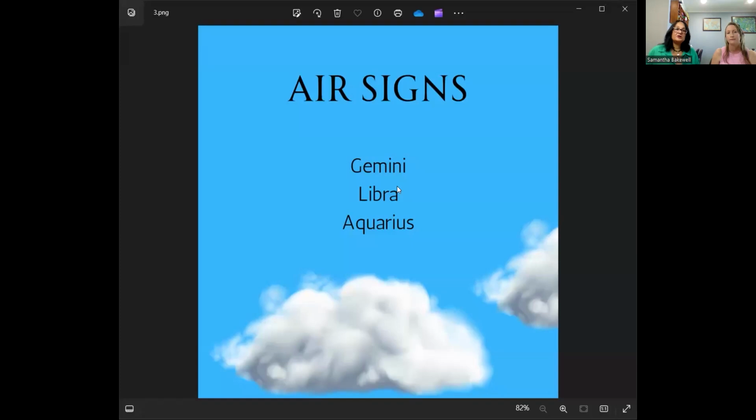Let's see if I can find our air one now. Okay, so air signs are Gemini, Libra, and Aquarius. I love this graphic.